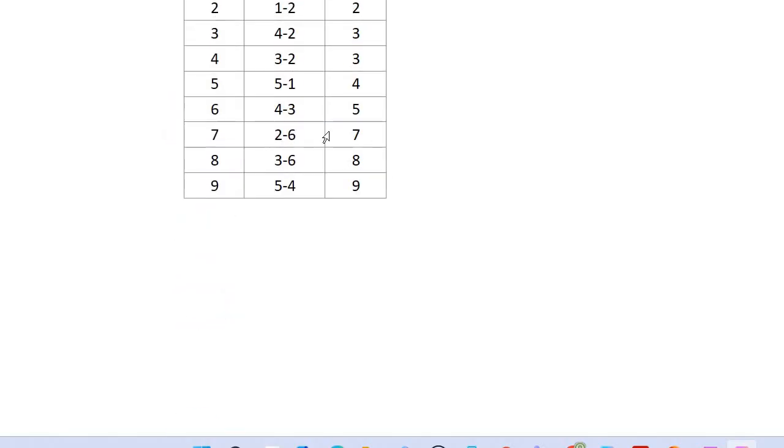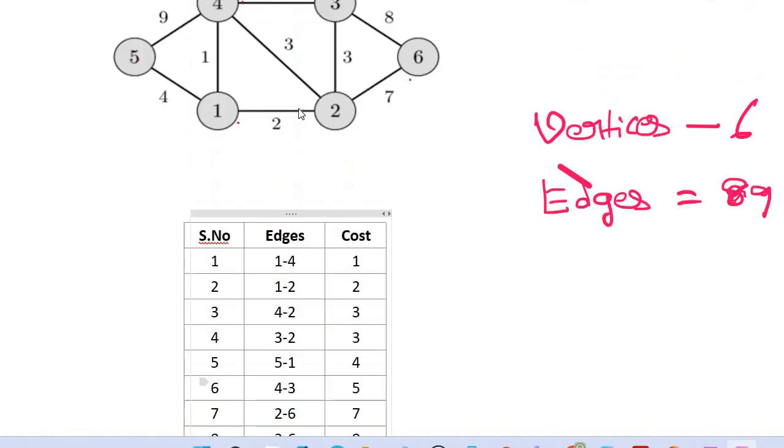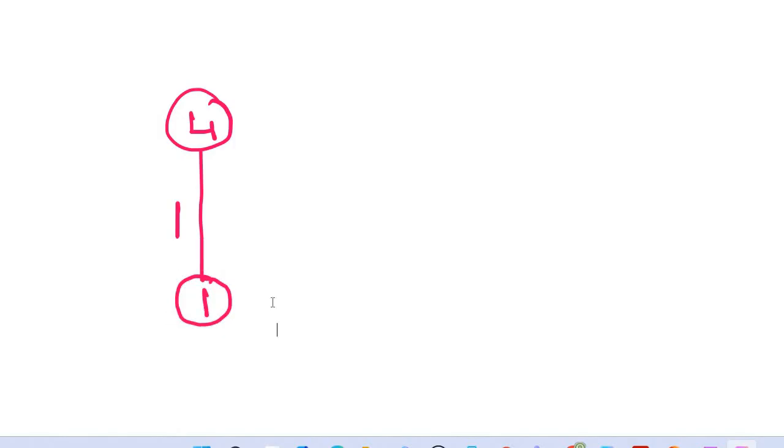What is the second one? 1 to 2. What is the cost here? 2. So where is 1 to 2? So here I have 1 to 2. So I am drawing 1 to 2. The cost is 2.